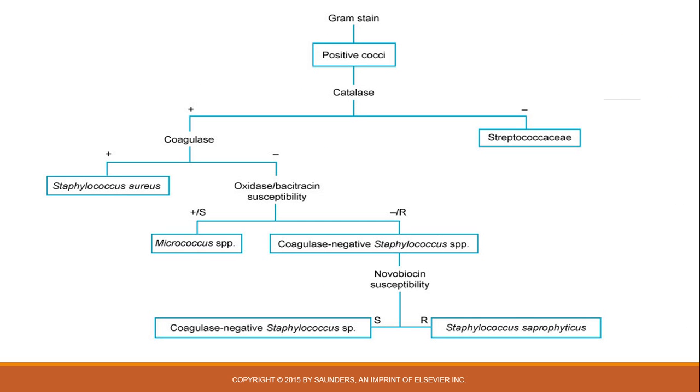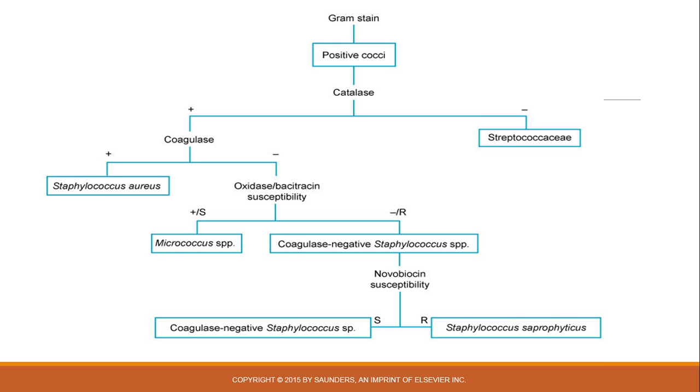species. All right, if it's positive catalase, the next test you want to do is the coagulase to test for Staphylococcus aureus. If it's negative, then you've got some other kind of coag-negative staph. And here it has you do the modified oxidase or maybe the bacitracin susceptibility.